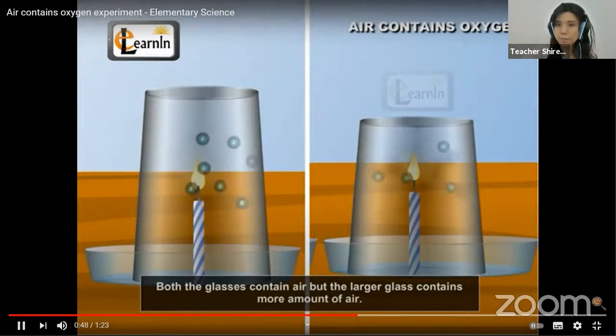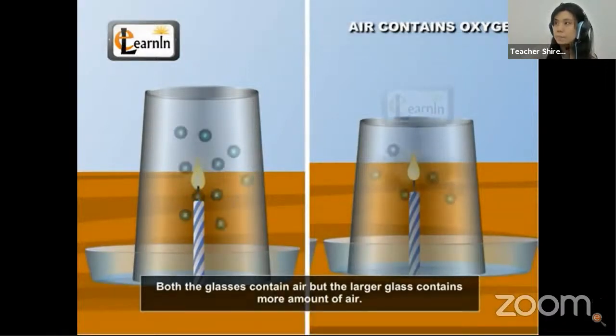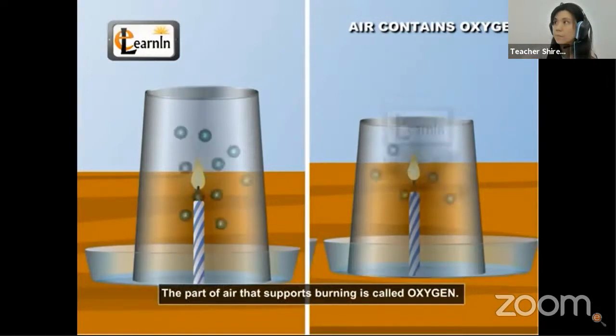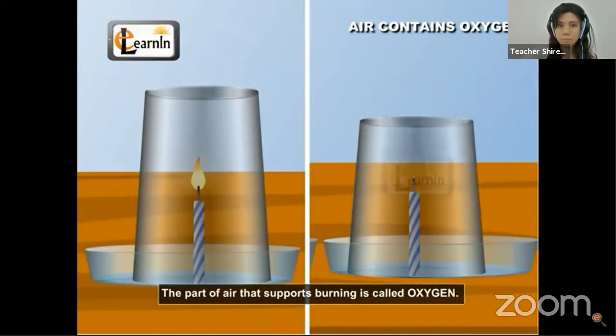But the larger glass contains more amount of air. The part of air that supports burning is called oxygen. It is also observed that there is some air left inside the glasses after the candles have been extinguished.